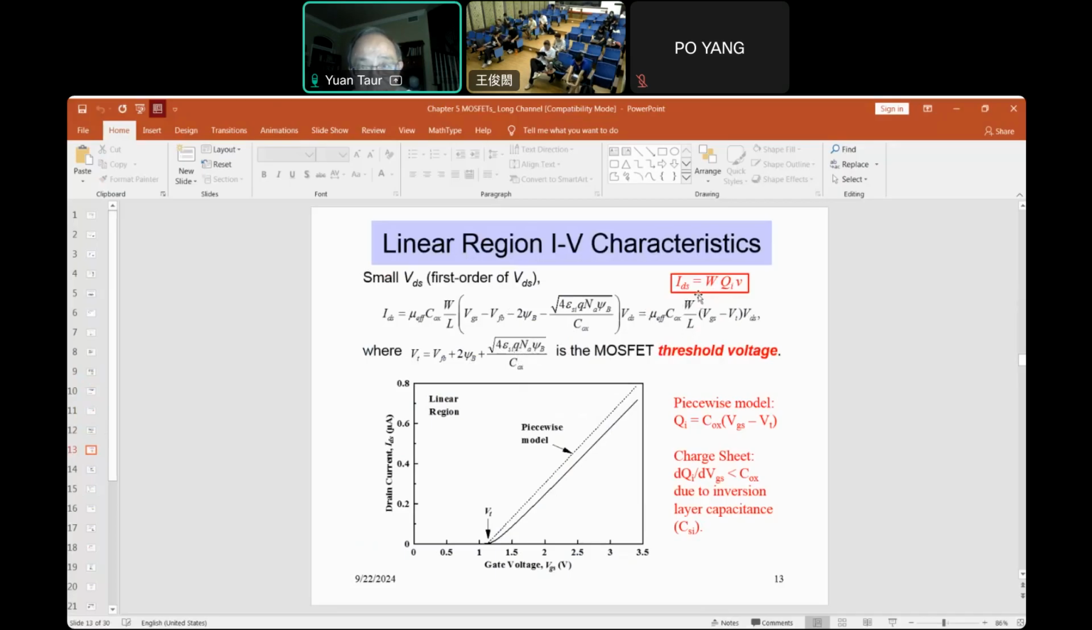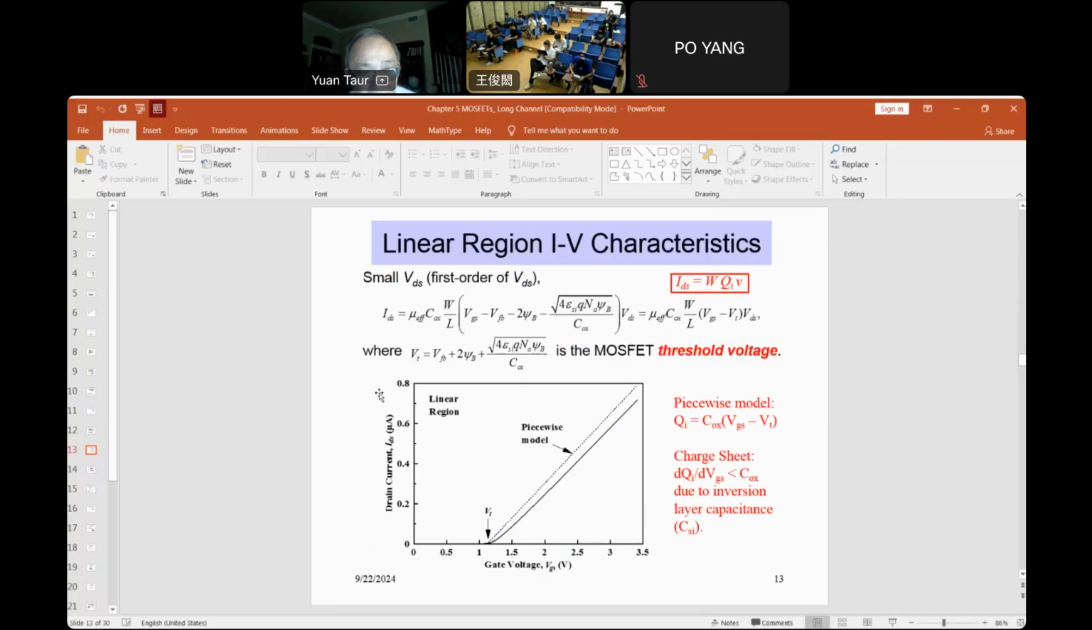So this corresponds to the simple IDS equal W Q_I v. v is the velocity. Okay, in this case, the velocity is mu times the field. Field is VDS over L. Okay, VDS is the voltage between source and drain, divided by L is the field. Field times mu is v. And the rest is Q_I. Q_I is, W is here, so Q_I is Cox times VGS minus VT. This can be understood very simply.